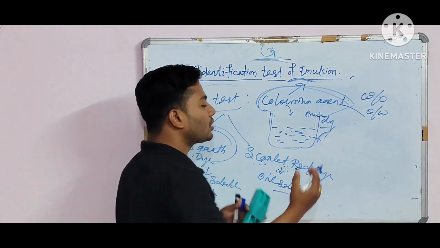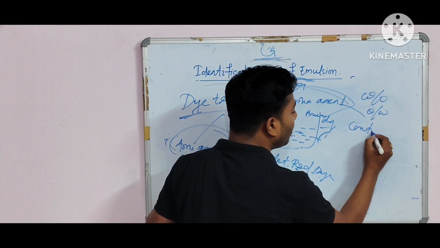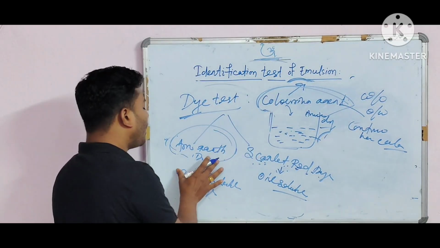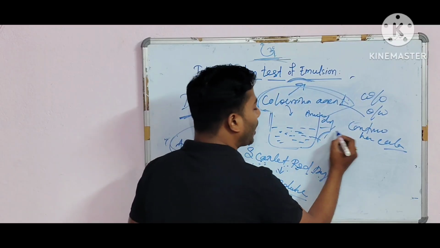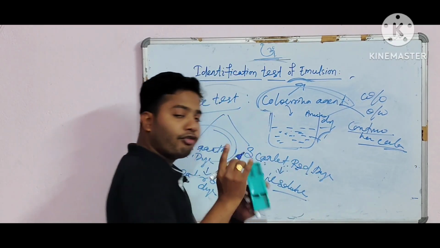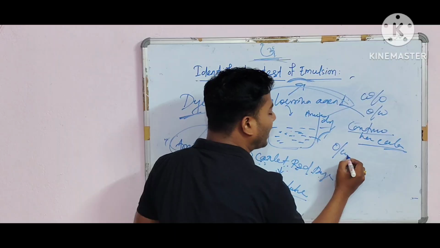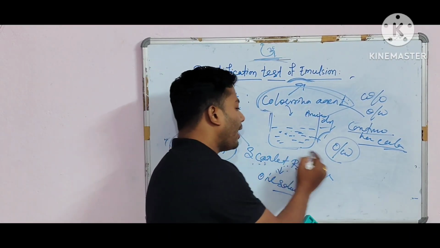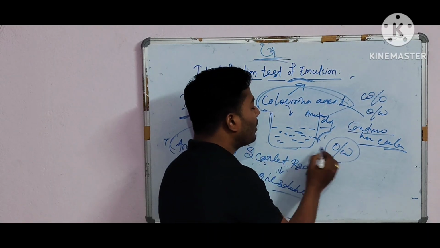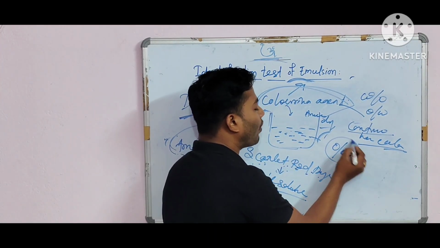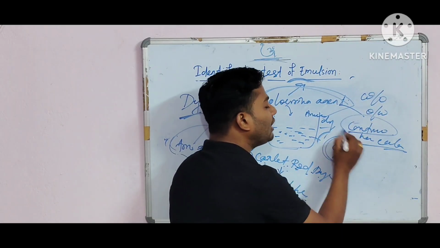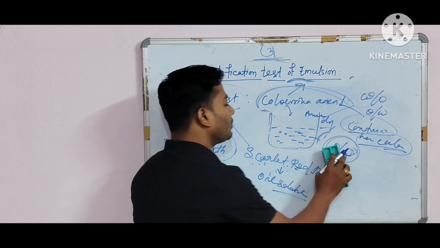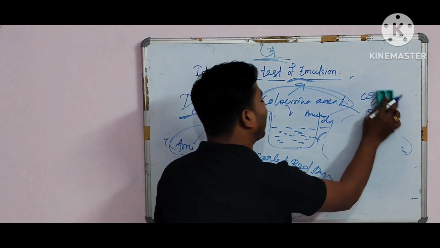If the continuous phase has color after adding the amaranth dye in this emulsion, then definitely you can say it is the O by W type of emulsion. Why? Because all of you know it is water soluble. So the amaranth dye is soluble with water, and that water is in a large amount. That's why the continuous phase has the colored compound under the microscopic vision. Clear?